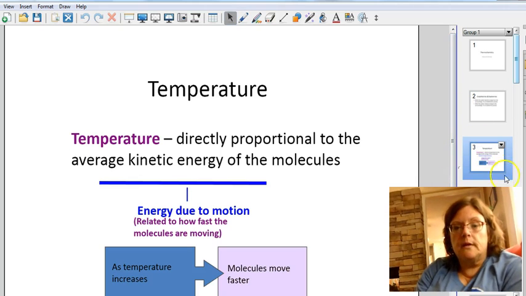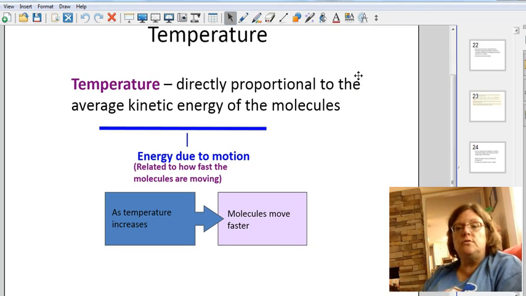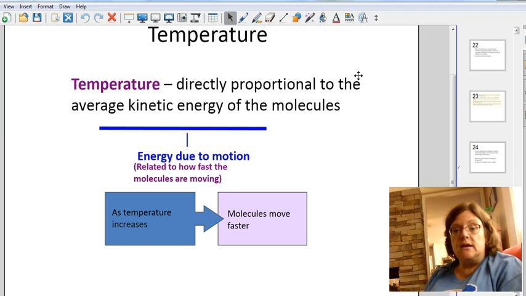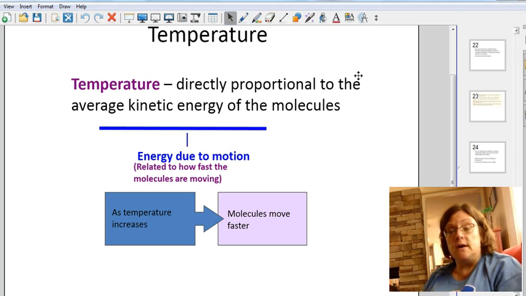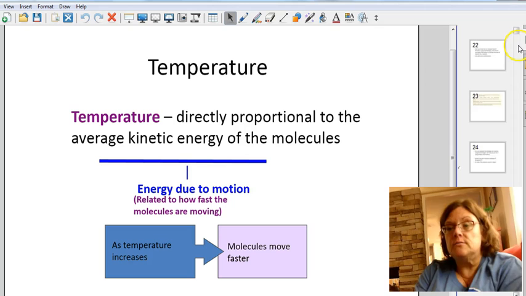Temperature is basically proportional to the average kinetic energy, which we talked about a little bit with gases. We know the faster a gas moves, the higher the temperature. So really what you're measuring is the average kinetic energy, and kinetic energy can be defined as 1/2 times the mass times the velocity squared. So you're talking about how fast the molecules are moving. As the temperature increases, molecules are going to move faster. As it decreases, they're going to move slower.